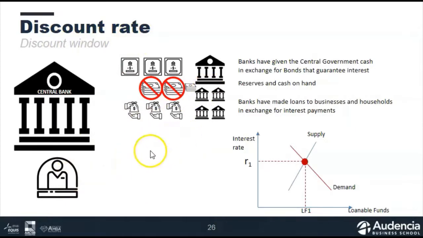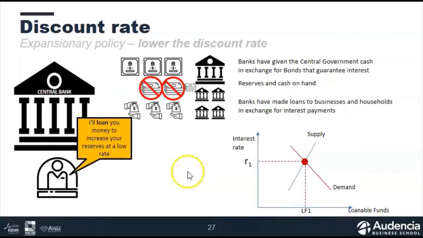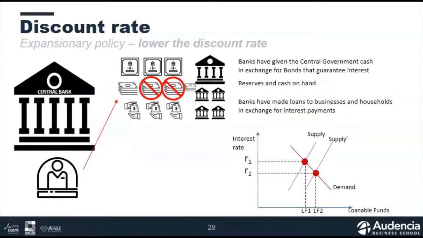And it's quite simple exercise. The discount window is here. And the central bank basically announces, hey, you know what? I'm going to lower the rate. I'm ready to loan money at a low rate. Do you want to borrow some money? And the banks can say, yeah, sure, I'll borrow some money, because then I can loan it out to consumers and businesses at a higher rate. I'll make some money.